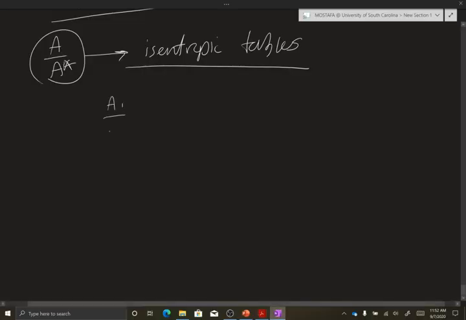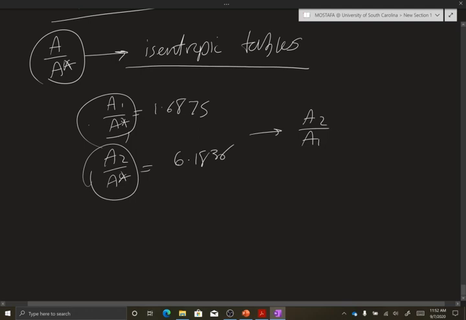So A1 over A star is going to be 1.678. A2 over A star is going to be 6.1836. And we are looking to find A2 over A1, so we just have to divide this by this, right? And A2 over A1 is going to give you 3.664. But how can we calculate the fan angle?